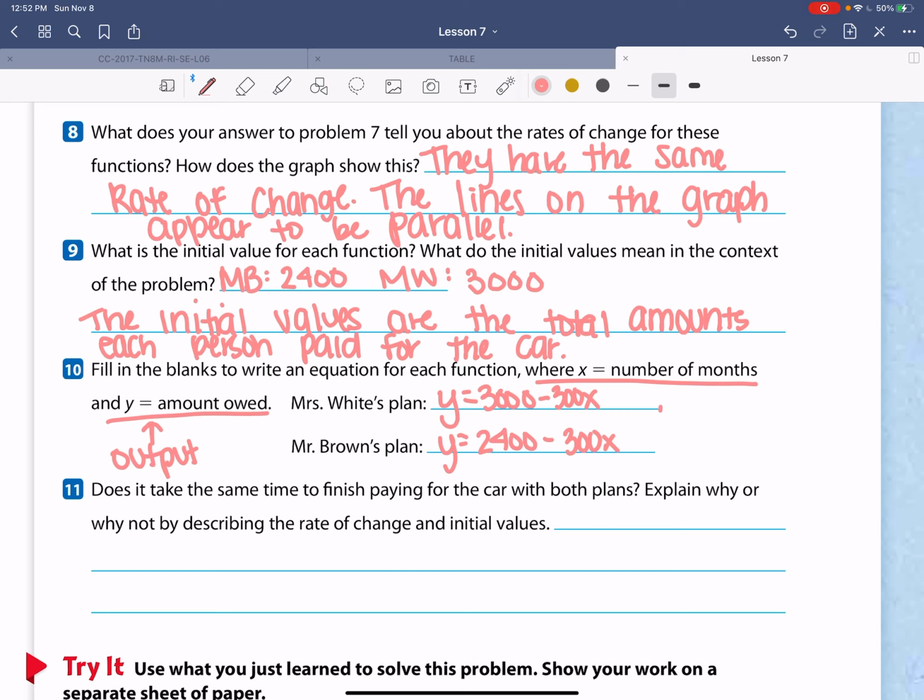So for both of them, we have y equals the initial value plus the rate of change. And our rate of change just happens to be negative 300 because the amount owed is going to decrease every month. So that's how we're getting this. We just have a negative rate of change this time in this example.